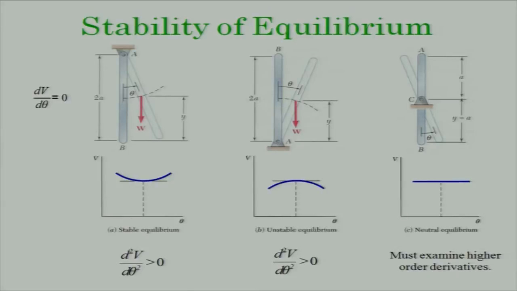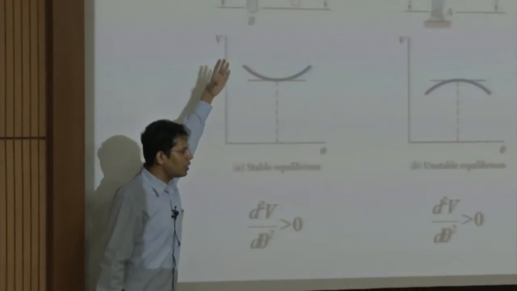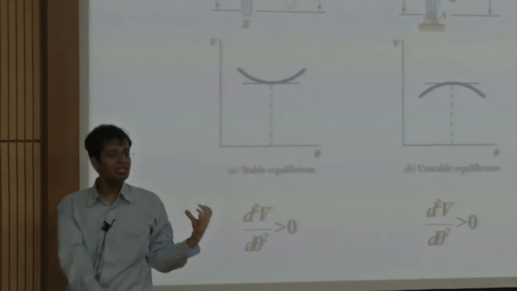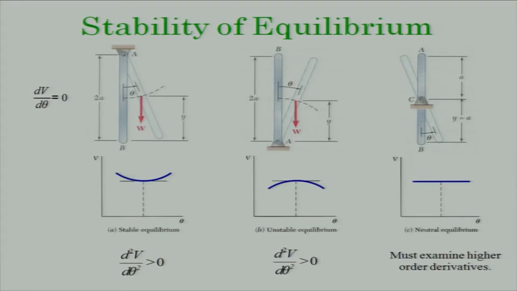You will see that to the first order, energy is stationary. But when you go to higher order, it is the curvature that will decide whether the energy is increasing or not. So d squared V by d theta squared greater than 0 means that a tiny perturbation is going to increase the energy, which means that it will want to come back.